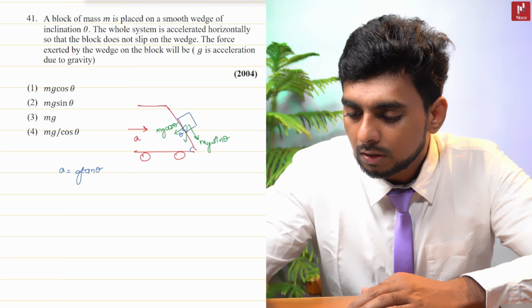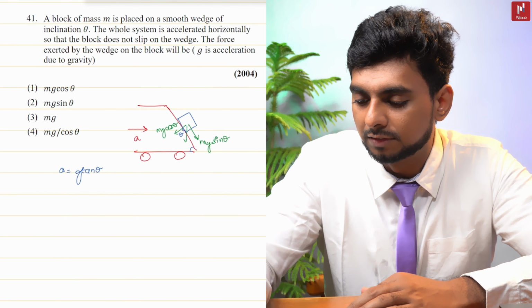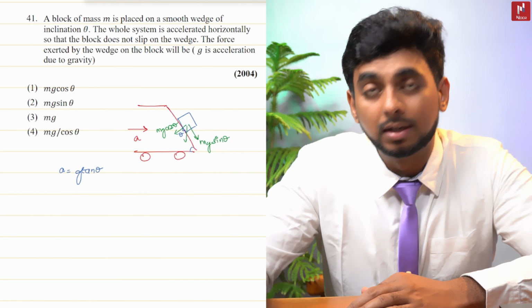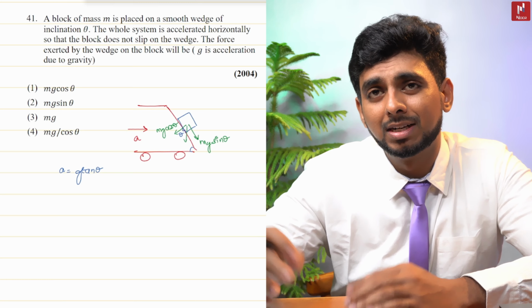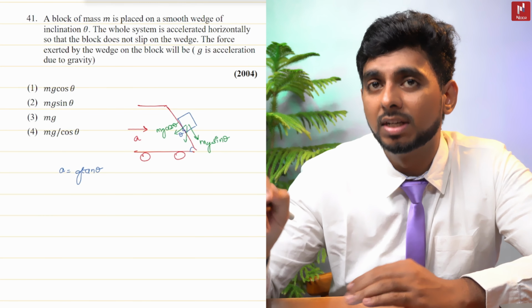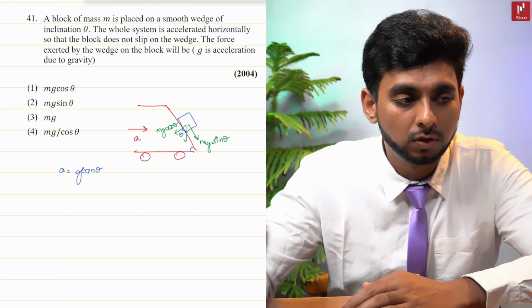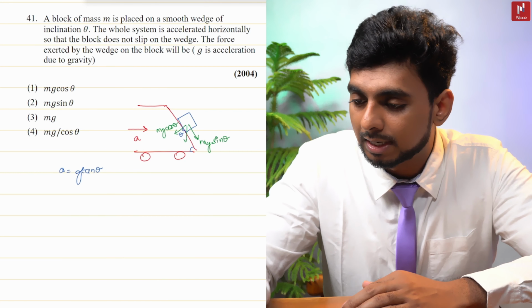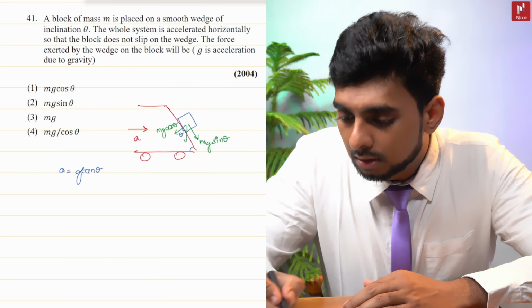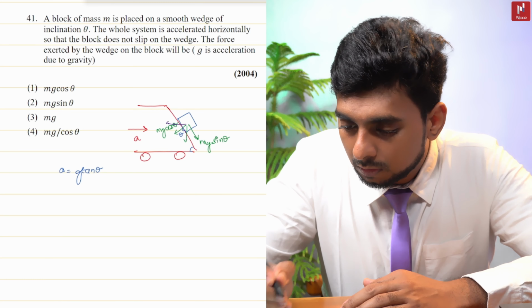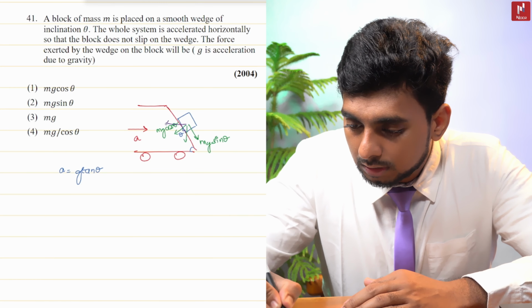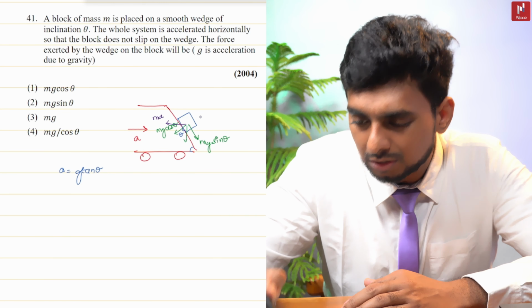Then you have fictitious forces. Because of the acceleration happening externally, a fictitious force is generated internally on that system. The acceleration is directed forwards, so the fictitious force will be ma, which acts towards the left. It should be clear.